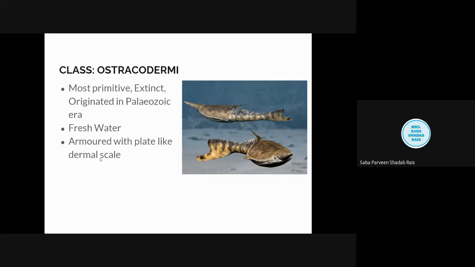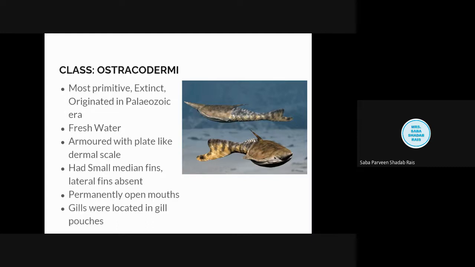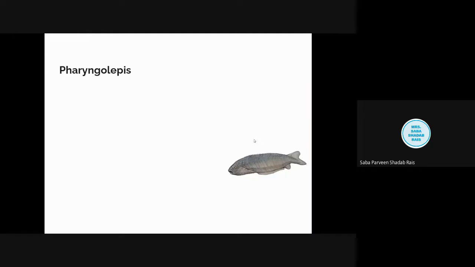I had already discussed this particular class, that paired fins will be absent. They will have single fins. So they lack the lateral fin, but the median fin, as you can see in this class, was present. Interesting about this particular class is that they have a permanent open mouth. Okay, so their gills were located in gill pouches. Let us discuss the example.